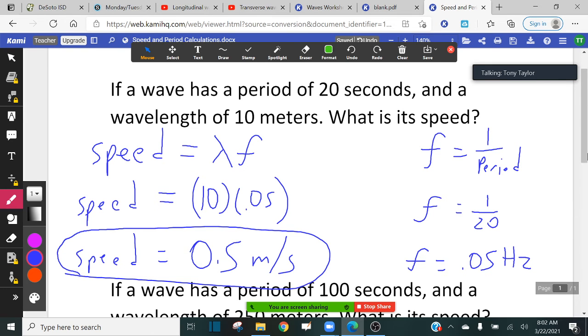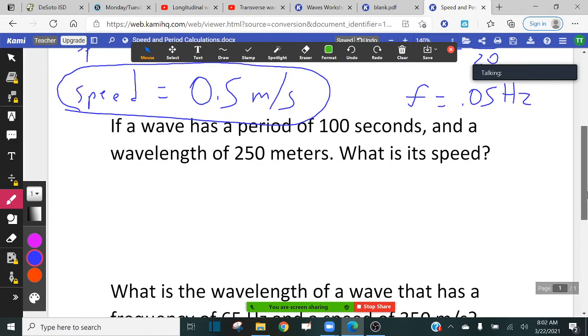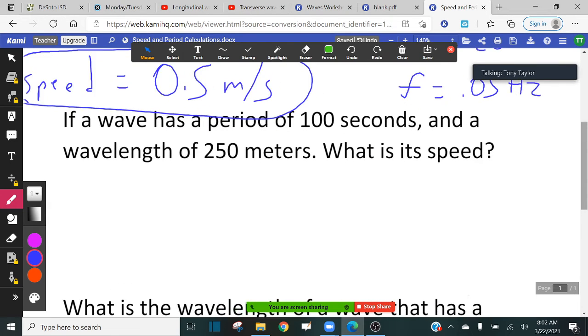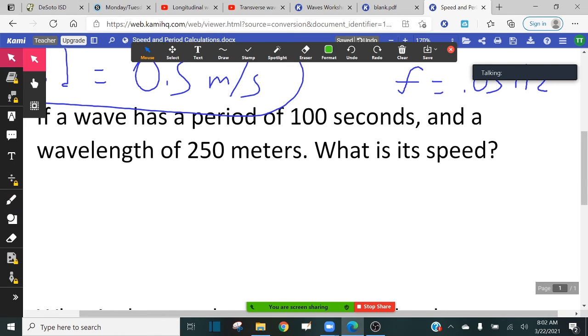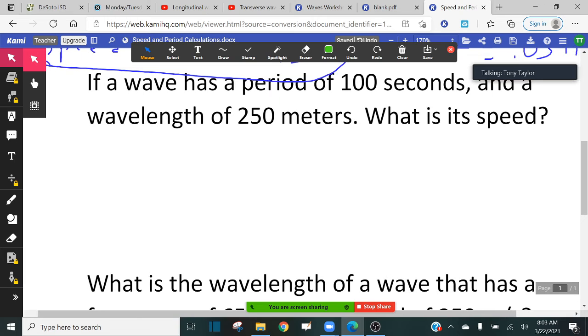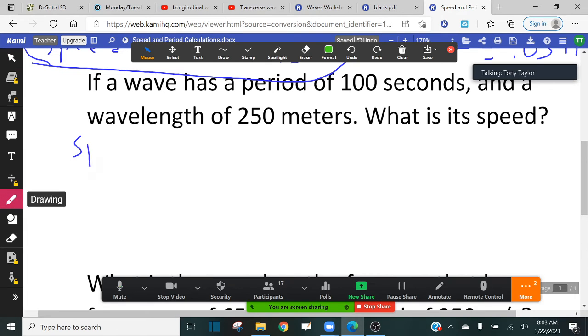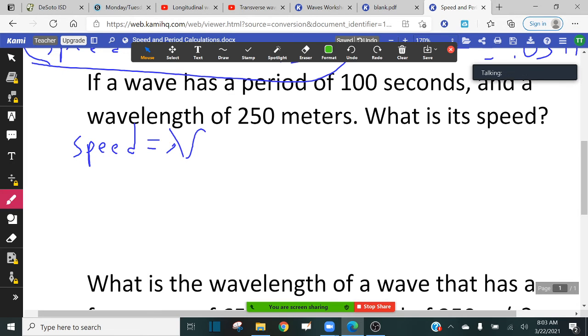All right, let's do two more examples. So look at this example right here. It says if a wave has a period of 100 seconds and a wavelength of 250 meters, what is its speed? Okay. So the equation for the speed of a wave is equal to wavelength times frequency.